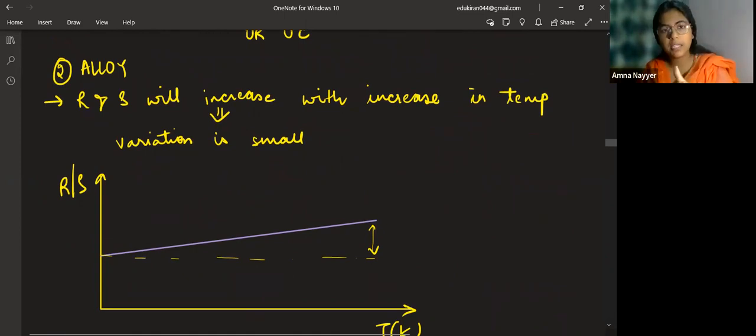For alloys, same thing. As you increase temperature, the resistance and resistivity also increase. But the difference is that here the variation is very small. You will see a slight inclination in the graph. If this was the reference x-axis, only this much increment has occurred.